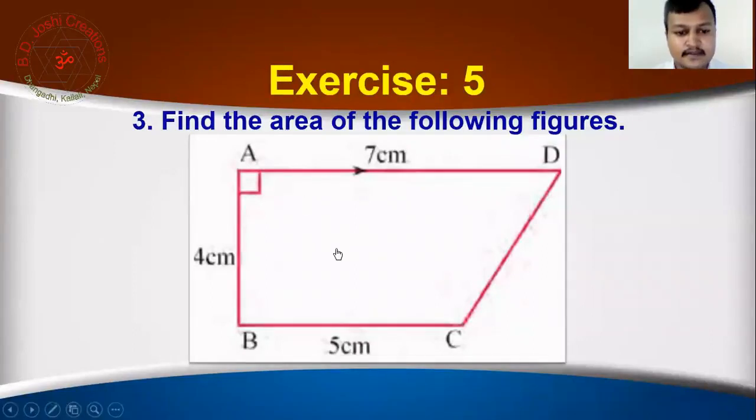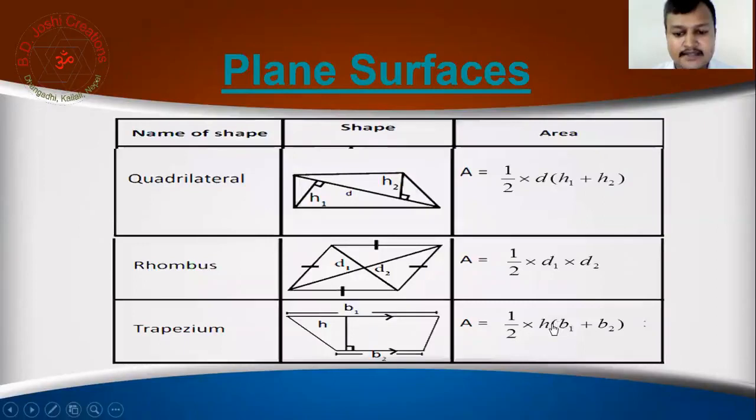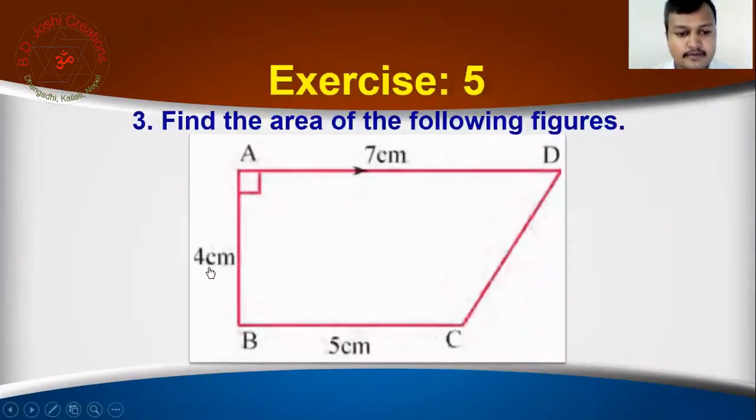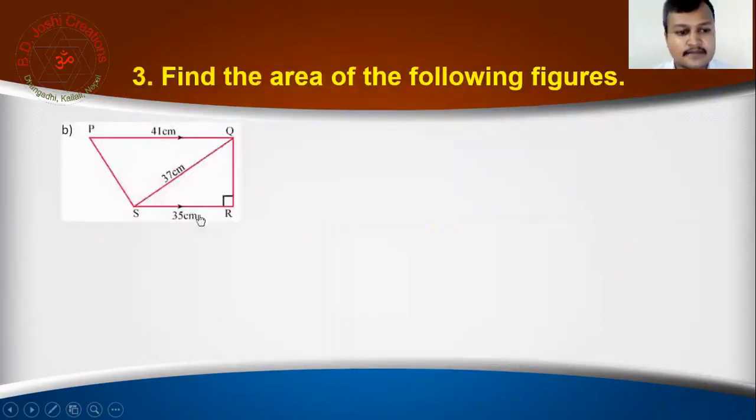It's a simple question. Just I will apply the formula for you. 1 by 2 h times (b1 plus b2), where the value of h is 4, the value of b1 is 7, the value of b2 is 5. 1 by 2, 4 into bracket started 7 plus 5. From that, you will easily get the value of the area of this trapezium.